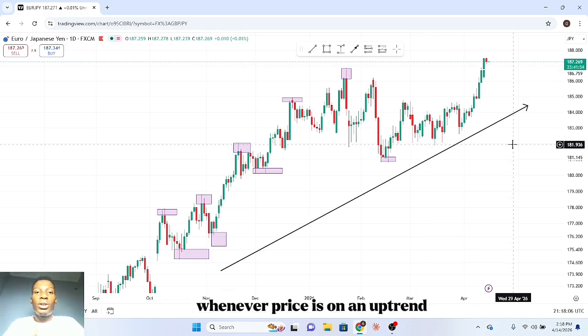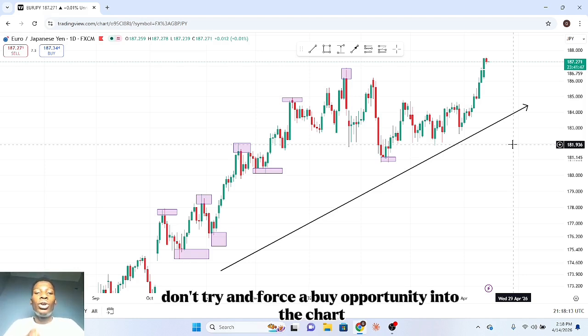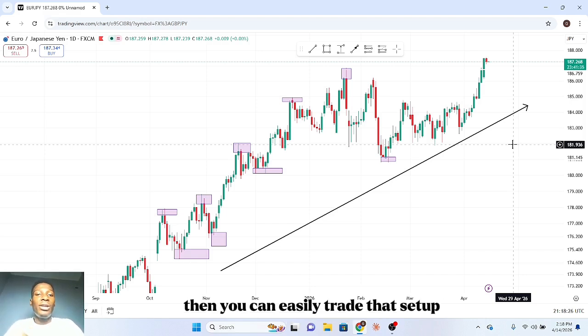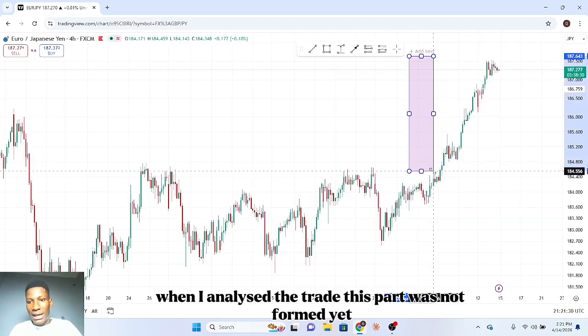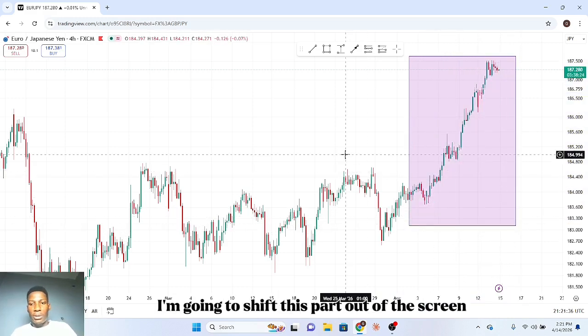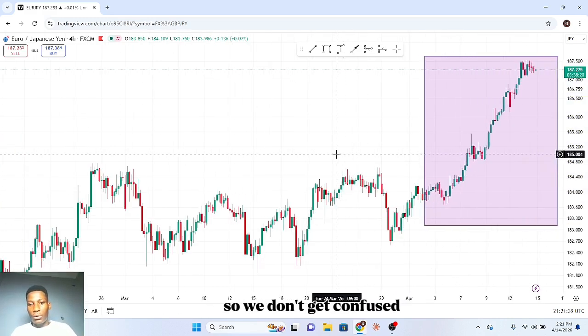Whenever price is on an uptrend, we are supposed to look for buy opportunities. Don't try and force a buy opportunity into the chart. If price is showing a sell opportunity, it's advisable to not trade that sell opportunity. But if price is showing a buy opportunity, then you can easily trade that setup. When I analyzed the trade, this part was not formed yet, so I'm going to shift this part out of the screen so we don't get confused.